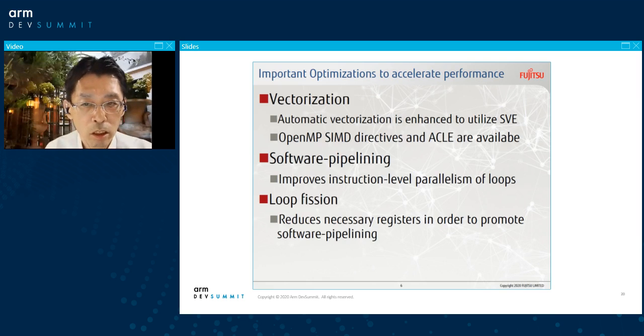There are two important optimizations to accelerate performance. Number one is vectorization. Automatic vectorization is enhanced to utilize SVE, and OpenMP SIMD directive and HLA are also available. Second is software pipelining. This technique improves instruction level parallelism of loops, and loop fission. Loop fission is dividing a single loop into multiple loops. The technique also reduces the necessary registers in order to promote software pipelining.